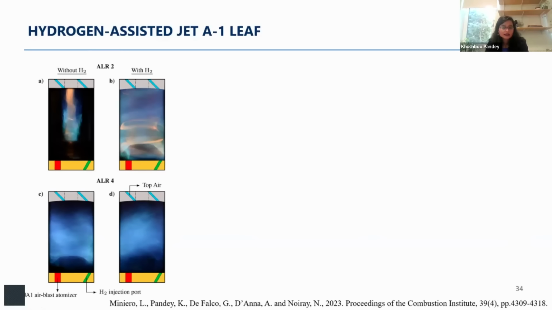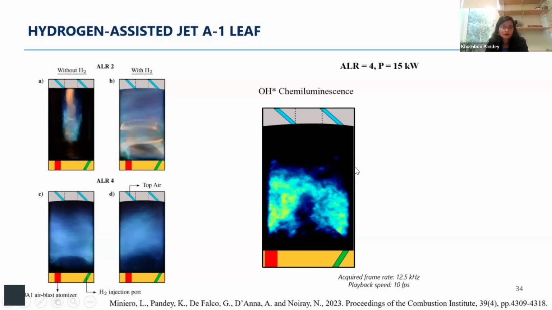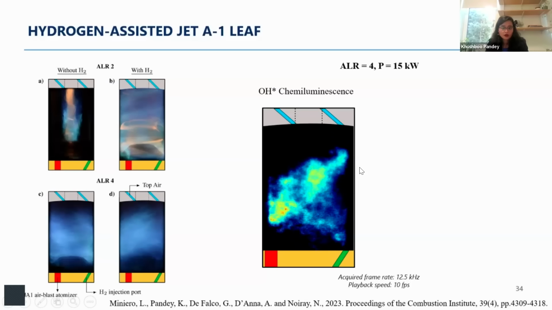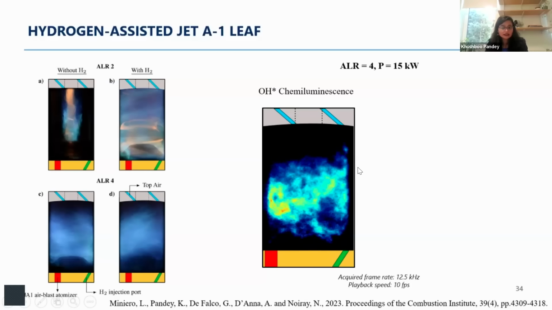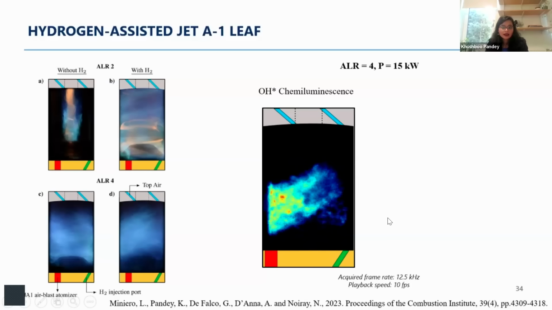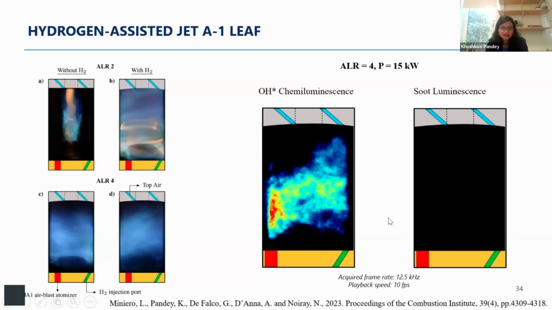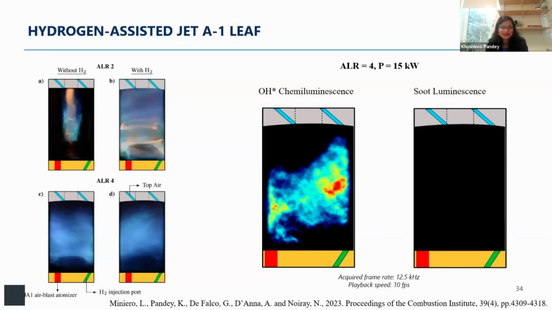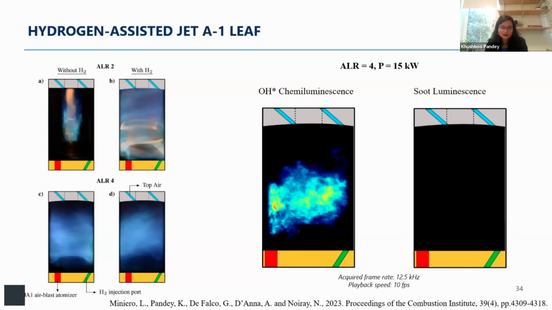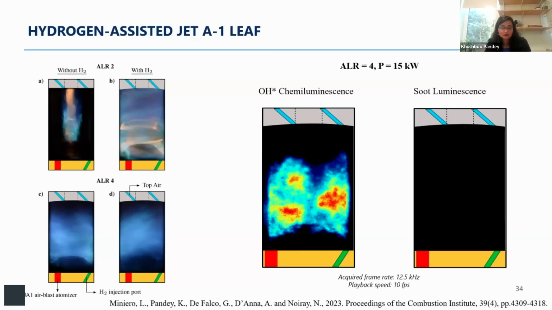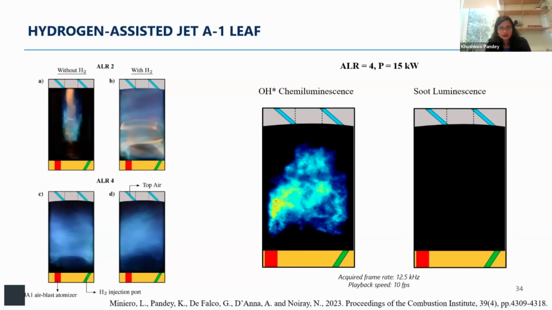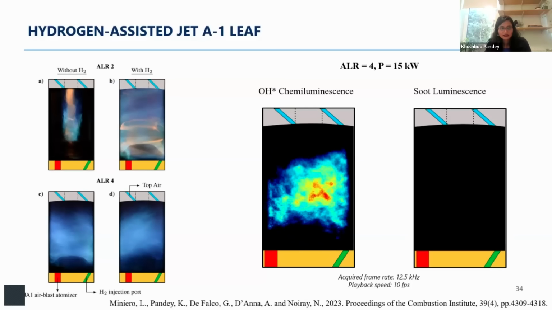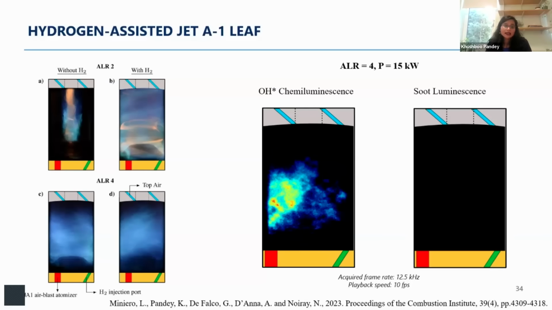Next, when we look at the chemiluminescence of ALR4 at 15 kilowatt, it is again a nice rotating leaf configuration. And here is the soot luminescence. I am playing the video, but we don't see any soot in there, which suggests that there is highly efficient mixing, and given the high mixing characteristics of the ALR4, the resulting flow field results in less soot at the exhaust and inside the chamber.